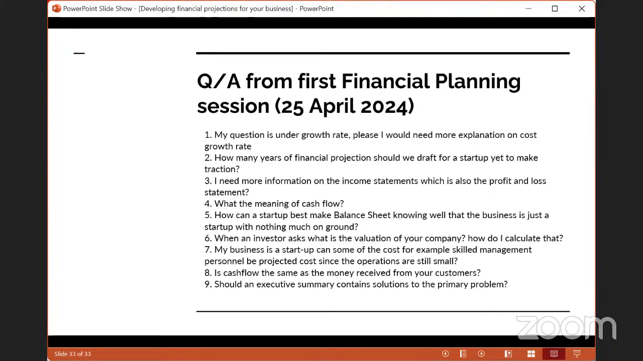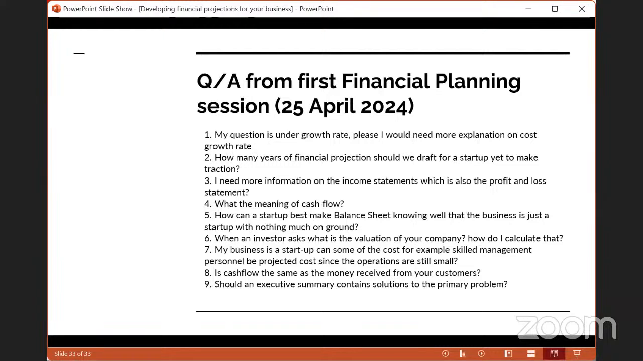Second question is, how many years of financial projection should we drop for a startup year to make traction? So it is the same number of years of financial projection that everybody in this BeGreen program is expected to project. And I believe that is 5 years. So you project for 5 years.